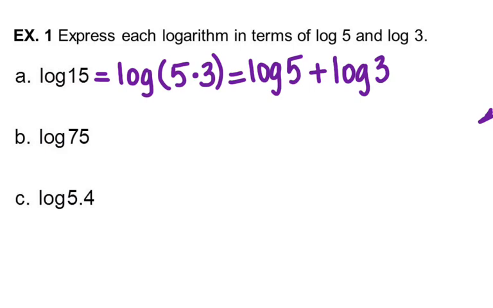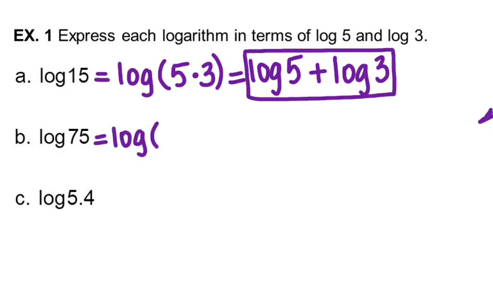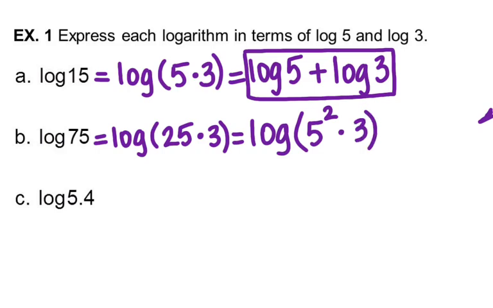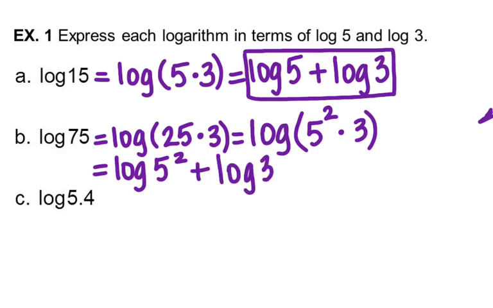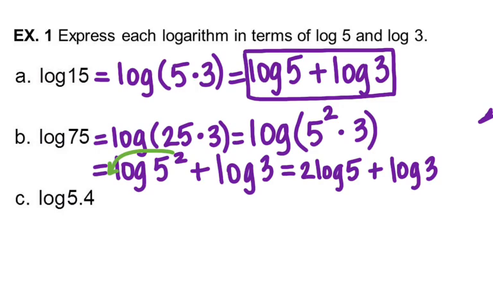Same thing for the log of 75. I know that I can get 75 from 25 times 3. So if I think of log of 25 times 3, then I can transform that again and say, well, I know that 25 is 5 squared times 3. So whatever is being multiplied, that's going to separate into two logs that are being added. So I can say log of 5 squared plus log of 3. Then any exponents will come down in front of that log, and I can write 2 log 5 plus log 3.